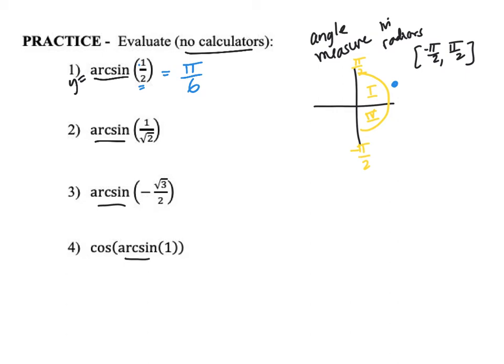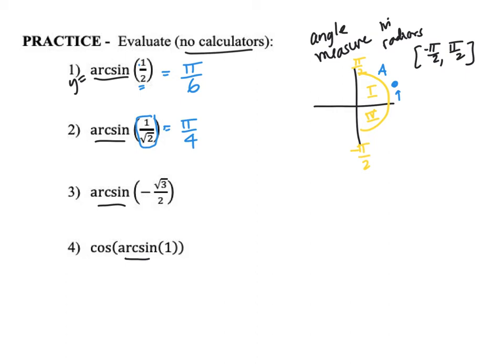Arc sine of 1 over root 2. Again, it's a positive number, which means we're talking about an angle measure in the first quadrant, because all trigonometric ratios are positive in the first quadrant. So this would just produce an angle rotation of pi over 4.